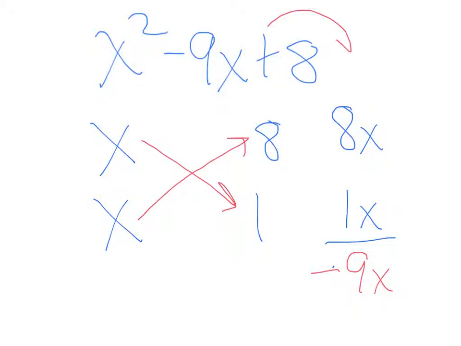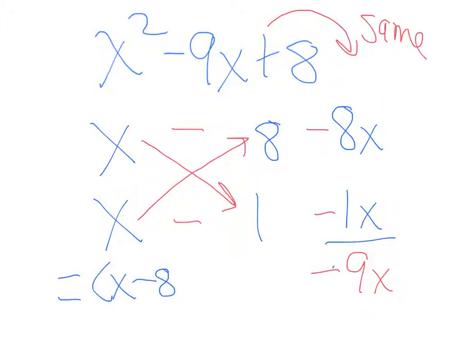One thing I always focus on is that if this is a plus in the back, they have to be same signs. That'll help you in your decision-making process. And if I add a negative and a negative, I end up with a -9x when I add those two terms. So I fill my signs in directly across, and I have it factored. x minus 8 times x minus 1.